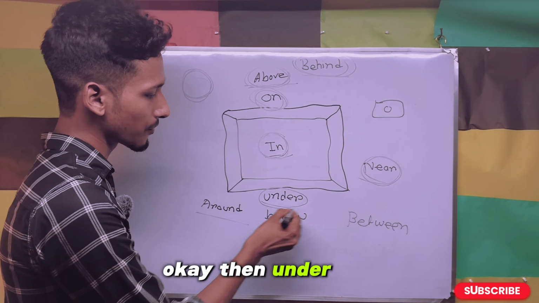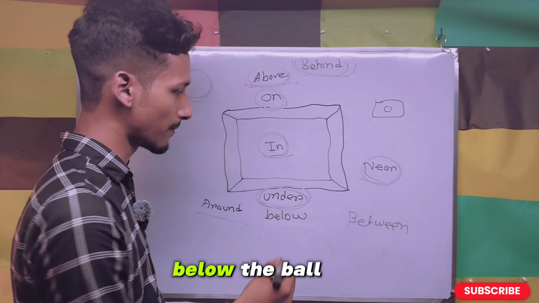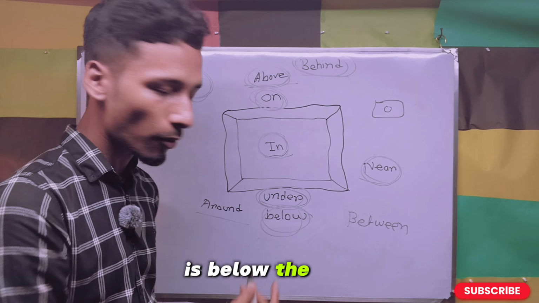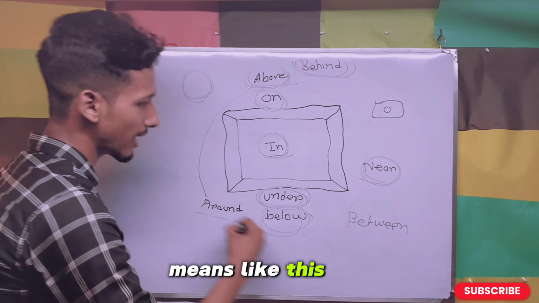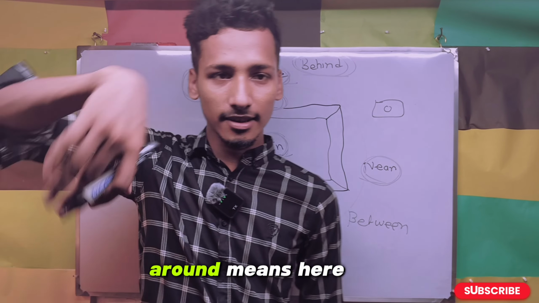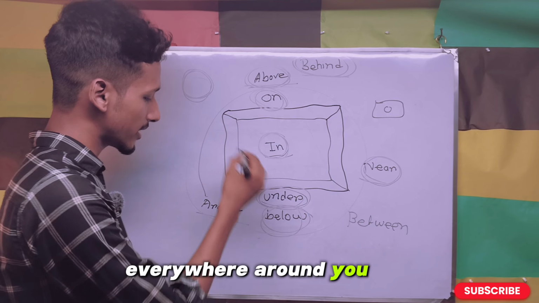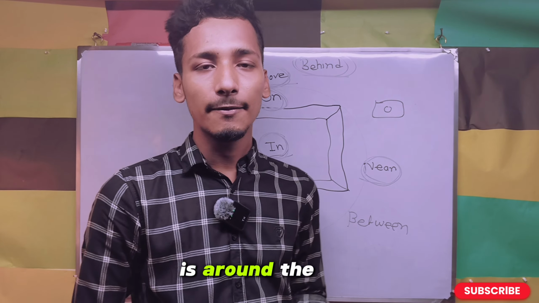Okay, then under. The ball is under the box. Then we have below. The ball is below the box. And around. Around means like this. Around means here, everywhere around you. So it is around everywhere. So the ball is around the box.